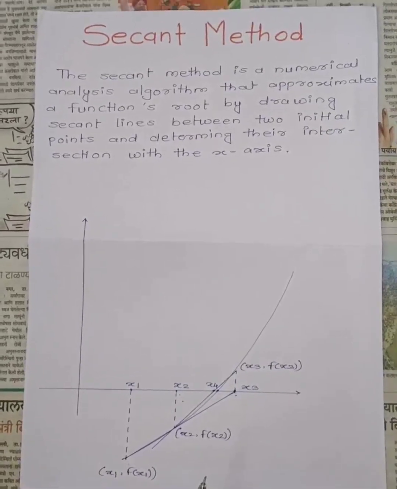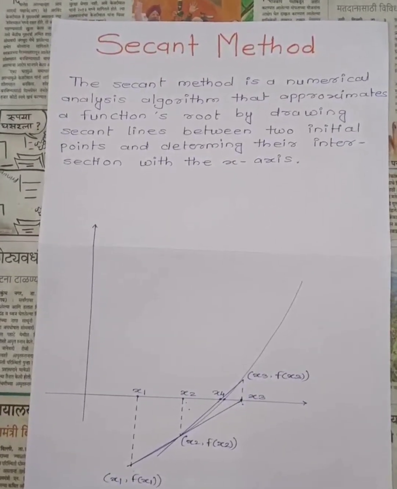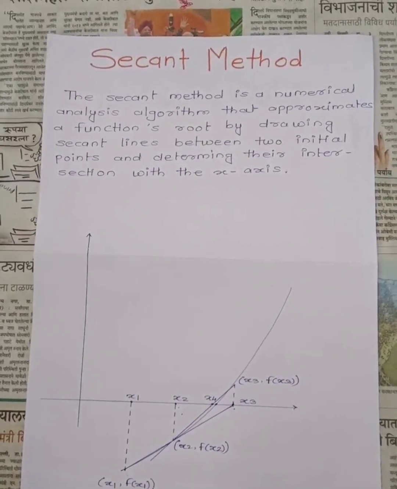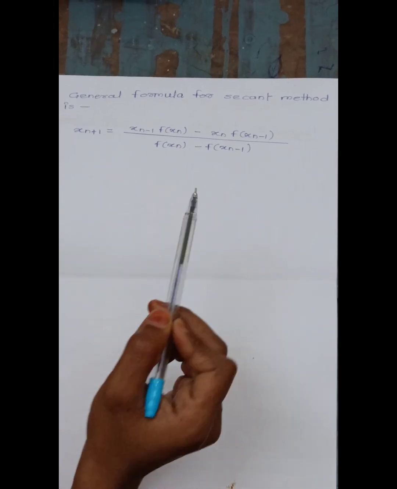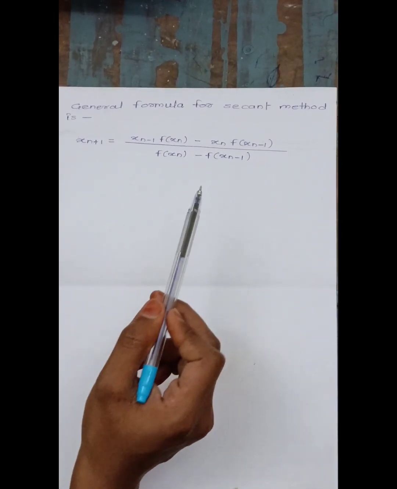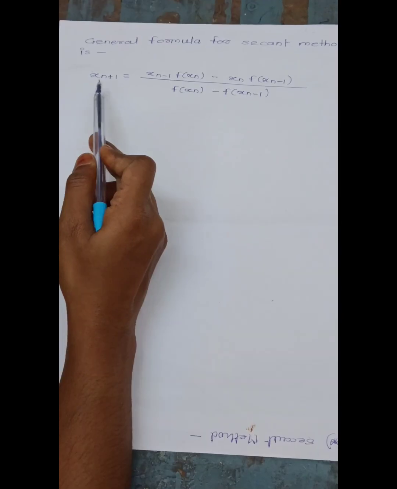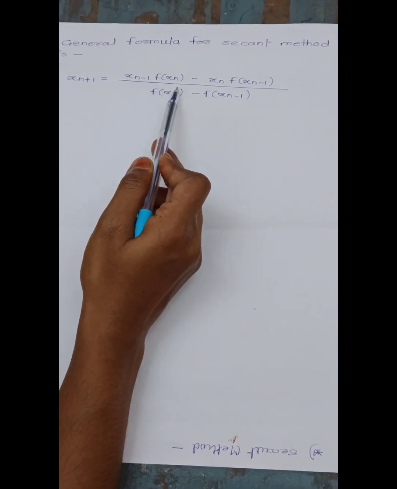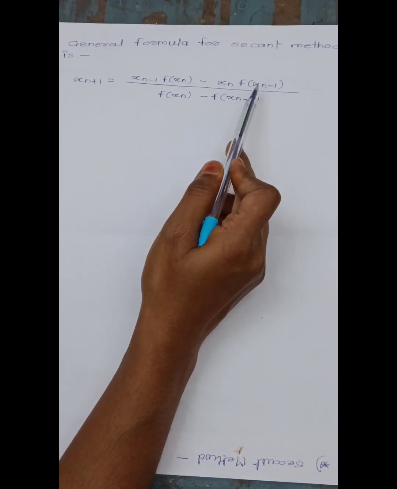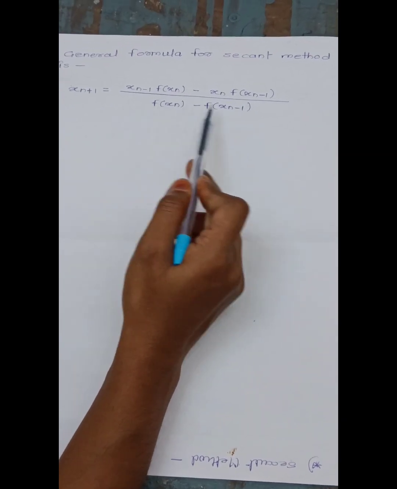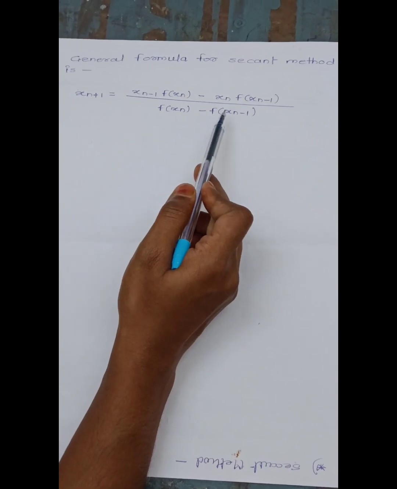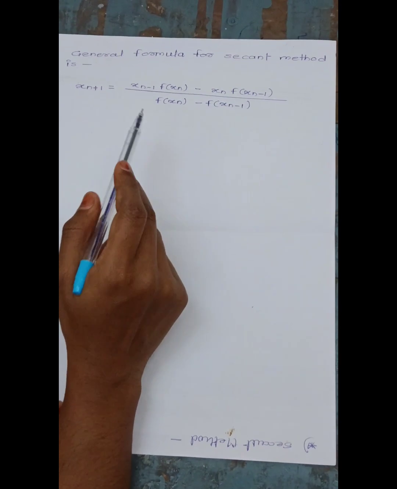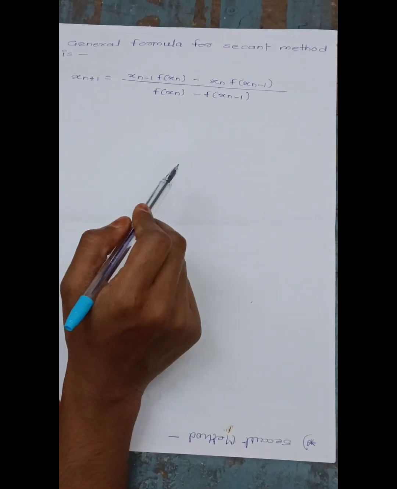This iterative procedure terminates when the relative error in two successive approximations is less than or equal to the prescribed tolerance. The intersection point is given by the general formula of the secant method, which is x_(n+1) equals (x_(n-1) f(x_n) minus x_n f(x_(n-1))) upon (f(x_n) minus f(x_(n-1))). Now, by using this formula, my friend Puja will explain one example.